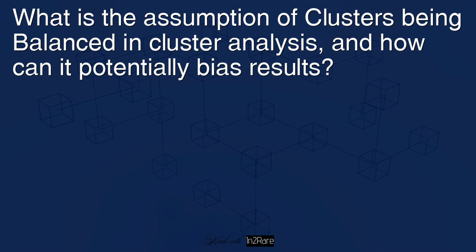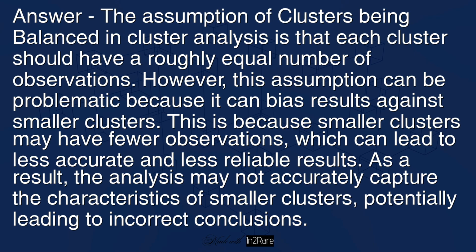What is the assumption of clusters being balanced in cluster analysis, and how could it potentially bias results? Answer: the assumption of clusters being balanced in cluster analysis is that each cluster should have a roughly equal number of observations. However, this assumption can be problematic because it can bias results against smaller clusters. This is because smaller clusters may have fewer observations, which can lead to less accurate and less reliable results. As a result, the analysis may not accurately capture the characteristics of smaller clusters, potentially leading to incorrect conclusions.